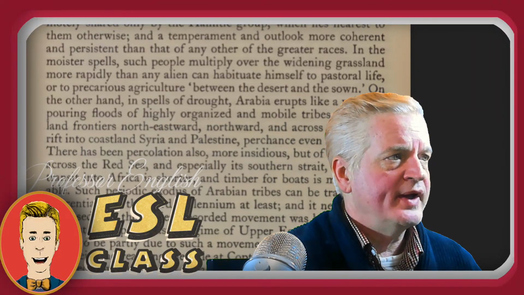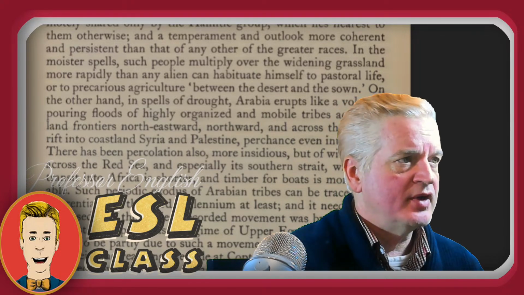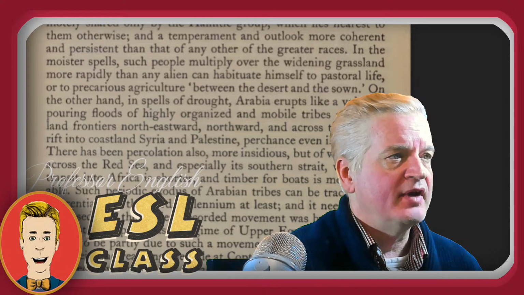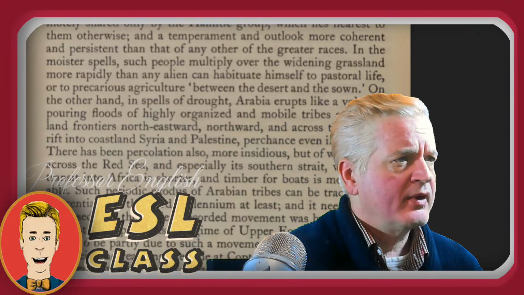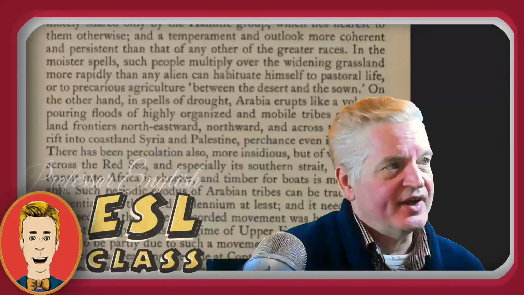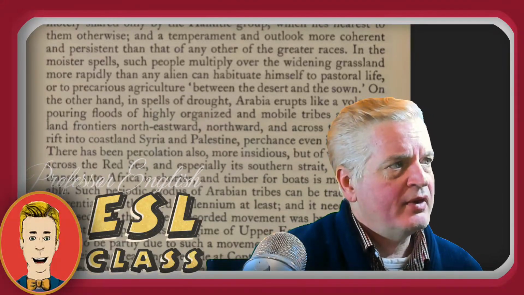So when there's ample water, when there's enough water, they tend to multiply, more people. They have more babies over the widening grassland to take advantage of the grassland that the rain creates.